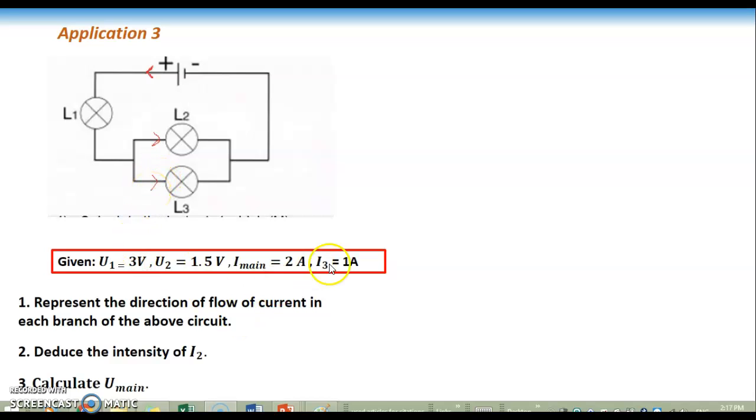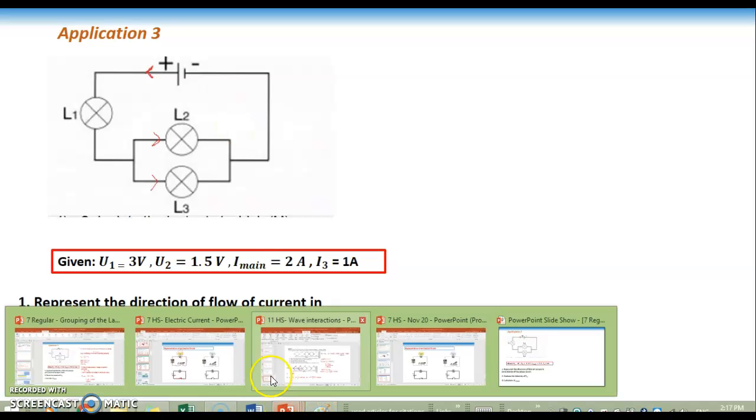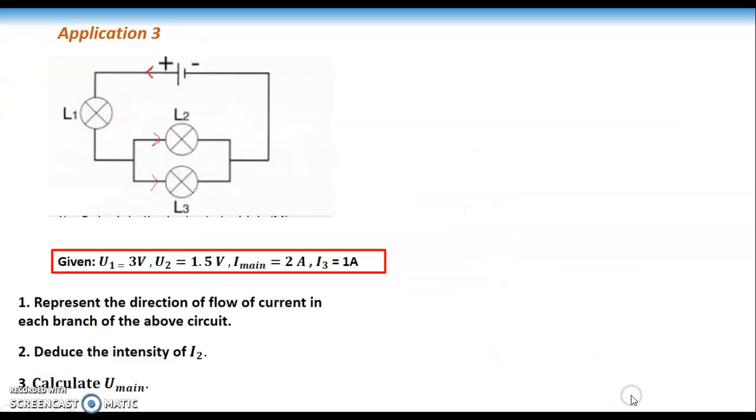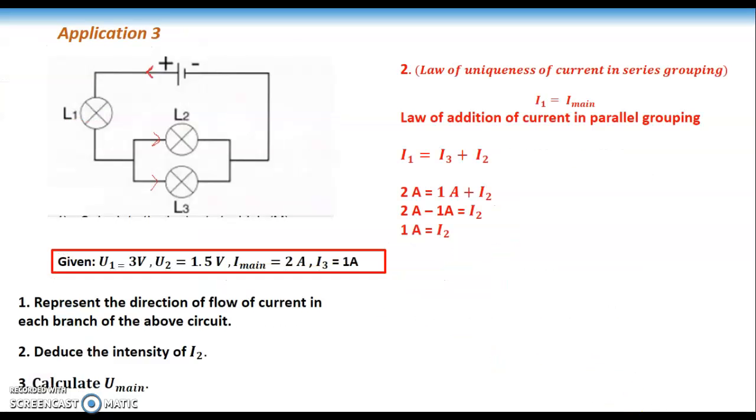Now deduce the intensity of I2. I2 is the current that passes through L2. The solution is by law of uniqueness of current in series grouping, I1 equals I main, because the current that comes out of the positive terminal of the battery has only one pathway, so it doesn't change its intensity. It's not distributed among a certain number of branches, so it comes out of the positive terminal and passes directly through L1. So I1 equals I main.